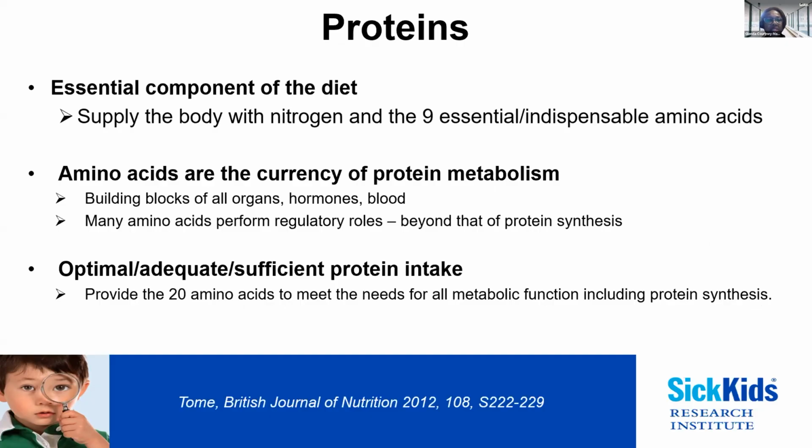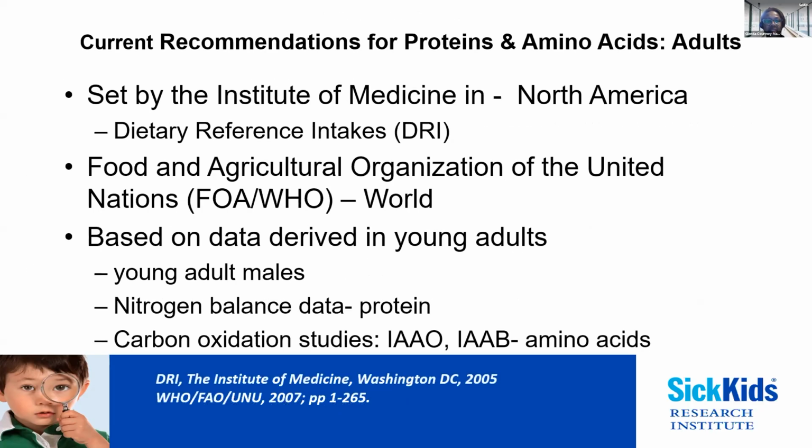So as we know, protein is an essential component of the diet, but amino acids are the currency of protein metabolism. And so we eat proteins in order to gain the 20 amino acids, particularly the 9 essential amino acids that are required. And it's important that a protein requirement should be defined not only quantitatively, but qualitatively to meet the requirements of the 9 essential amino acids.